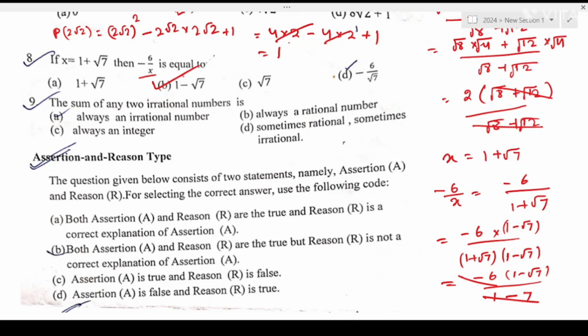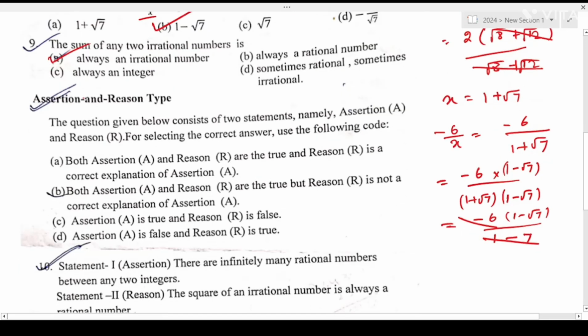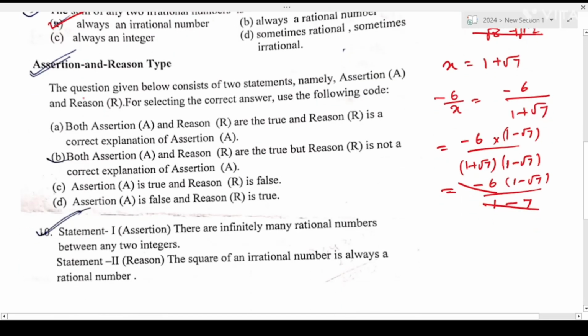The sum of any two irrational numbers is always an irrational number. Okay. So option number A is the correct answer. But the product of two irrational numbers may be an irrational number or a rational number. Next question, assertion and reasoning questions.